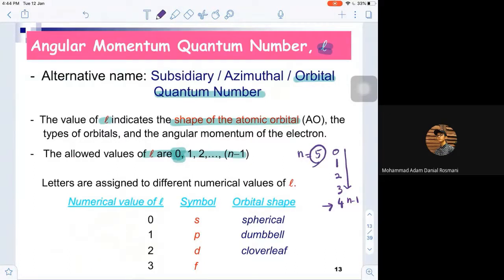The value of L will never be the same as its n value. When L is equal to 0, remember that the orbital will be a spherical orbital, or S orbital. If L is 1, it will be a P orbital with the dumbbell shape. If L is equal to 2, it will be a D orbital with 4 lobes. For L equal to 3, the type of orbital will be F. We have only 4 types of orbital, which are S, P, D, and F.